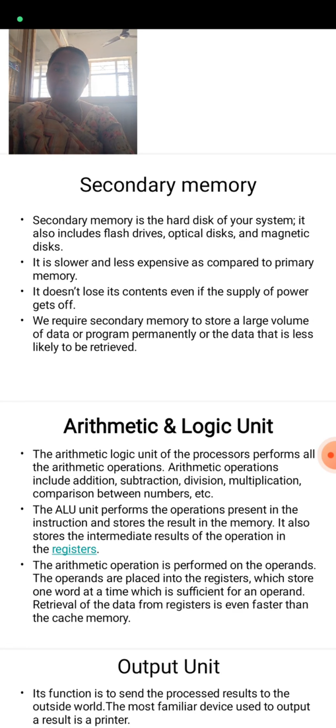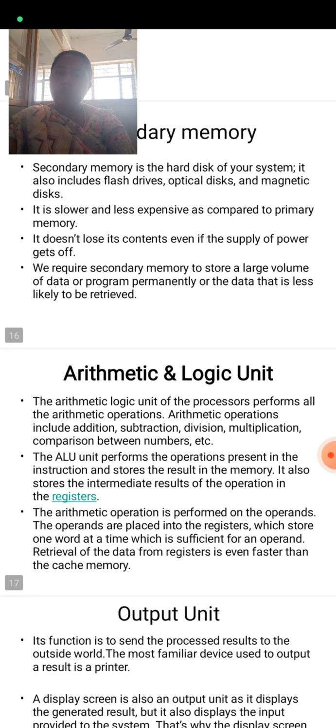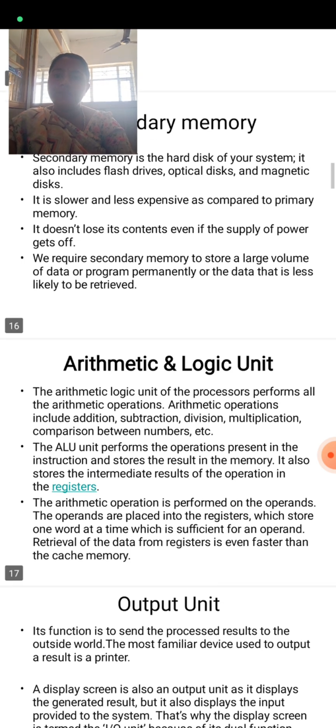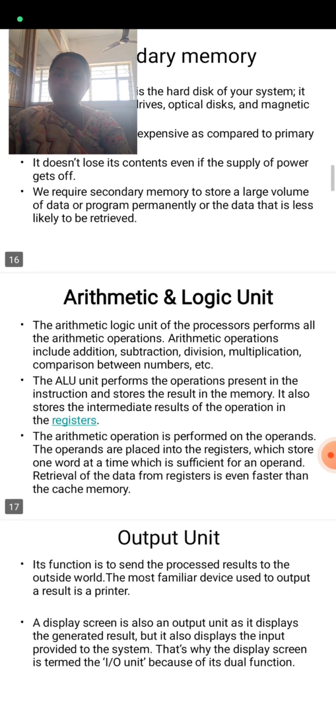Next one, secondary memory. Secondary memory is the hard disk of our system. It also includes flash drive, optical disk and magnetic disk. It is slower and less expensive as compared to primary memory. It does not lose its content even if the supply of power gets off. If the system gets switched off, the data stored in secondary memory does not get lost.